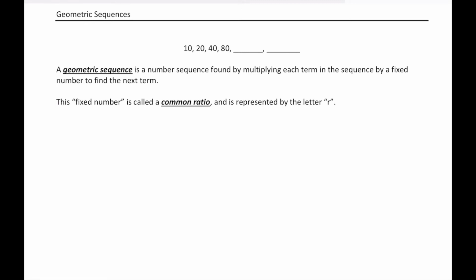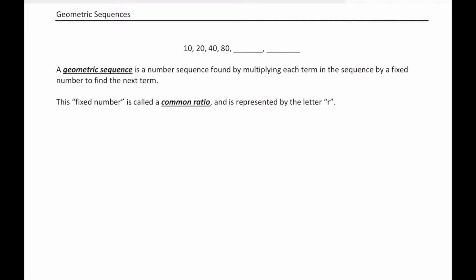Hey, it's Mr. Redstone, and in this video we're going to be looking at geometric sequences. By the time you're done this video, you'll understand what a recursive rule is and how we can find an explicit rule to find the value of any term in the sequence.